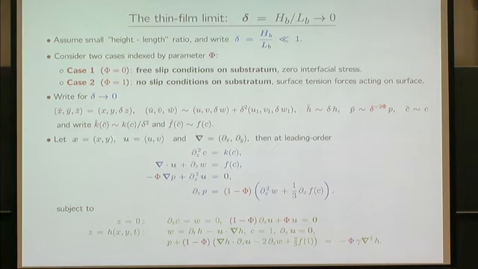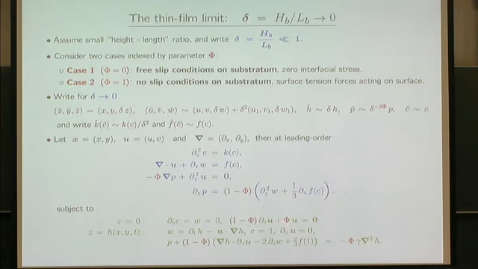So phi equals 0, free slip, zero interfacial stress. Phi equals 1, no slip, and we're going to have to include surface tension forces. I'll describe why in a second. So we do the standard thing. We look in the limit of delta tending to 0. These are the appropriate balances on the parameters. We plug them in, and this is the leading order reduced system. The two cases: phi equals 0 gives you the free slip case, and phi equals 1 gives you the no slip case.